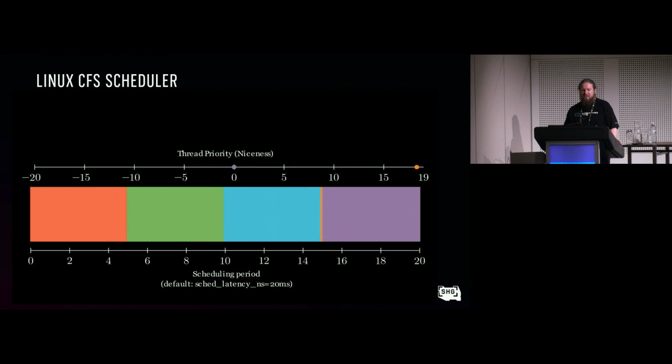We can scale this all the way up to being as nice as possible, which is a nice level of 19. In this situation, the thread will barely get any time at all, while the remaining threads of equal niceness will get the remaining time shared equally. We can also go all the way to the other end, where it consumes most of the scheduling period, and the threads with the nice level of 0 get barely any time at all.